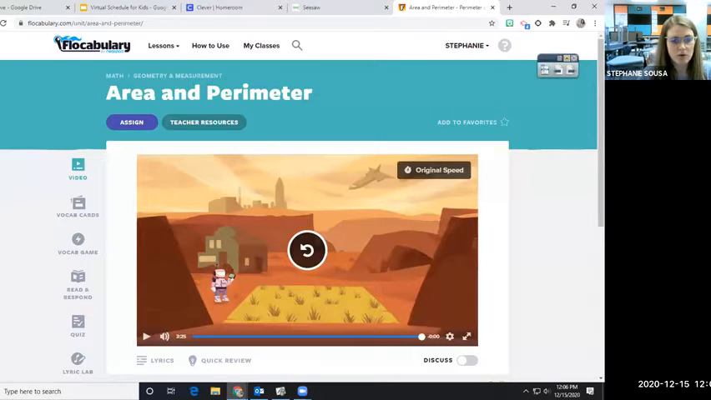All right, so you have just reviewed your area and perimeter. Who can tell us the difference between area and perimeter? What is the difference between area and perimeter? William? The difference between area and perimeter is area is the inside of a shape and perimeter is the outside.